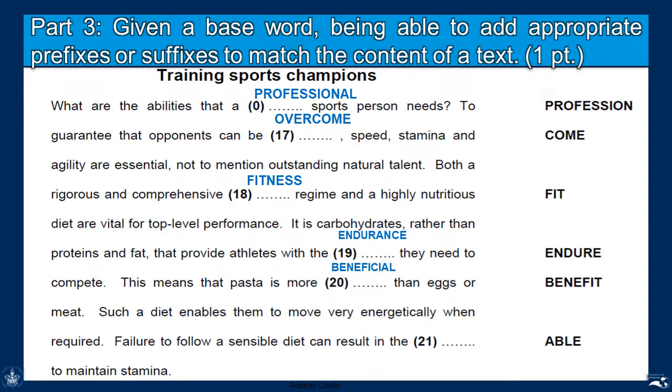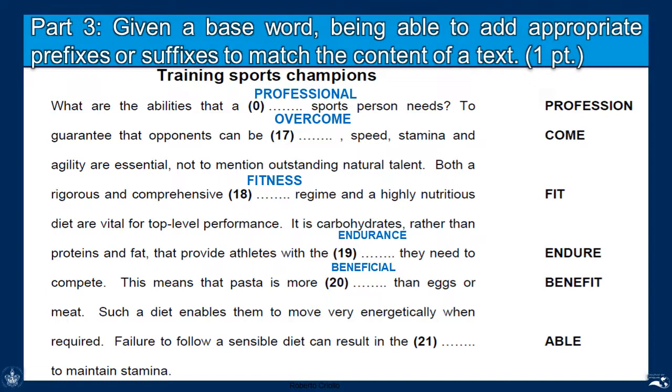Such a diet enables them to move very energetically when required. Failure to follow a sensible diet can result in the, and then we have able. But if you see here, we're talking about a failure, so we need something negative. So to make it negative, we need to add the prefix un: unable.